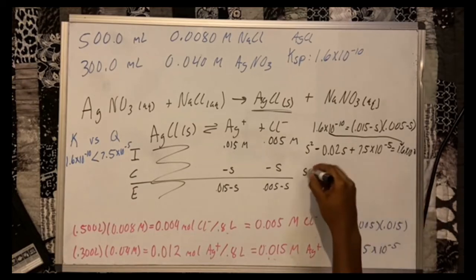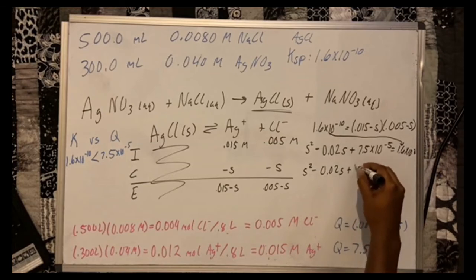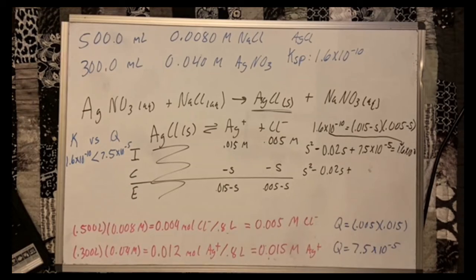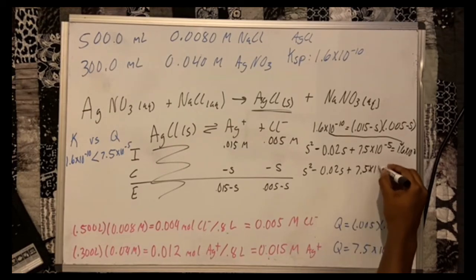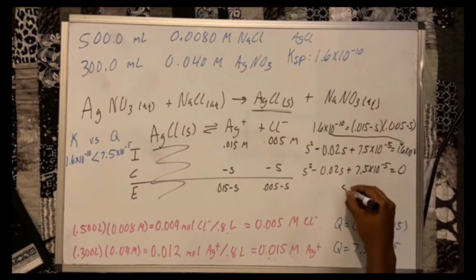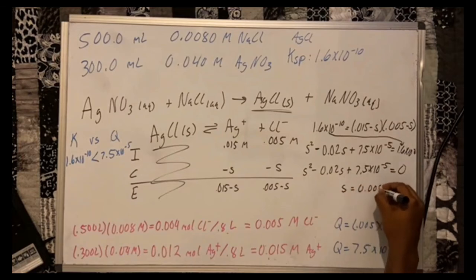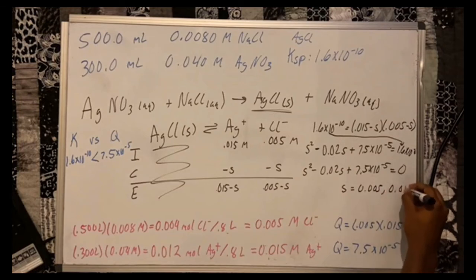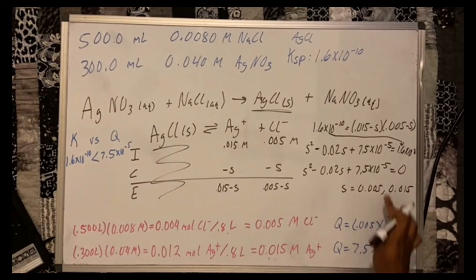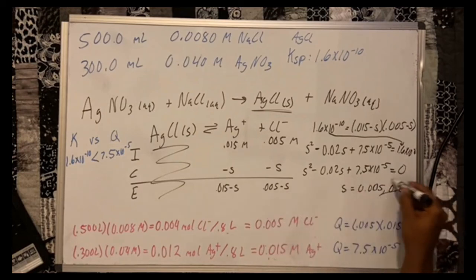And then I subtract this over, so S squared minus 0.02 S plus 7.5 times 10 to the negative 5, minus 1.6 times 10 to the negative 10, not 5. You get basically the same thing: 7.5 times 10 to the negative 5 equals 0. So S is going to be 0.005 and then 0.015. Those are the two answers I would get. It can't be that one. If it was that one, you would get a negative equilibrium. So it has to be this one. Ignore that.